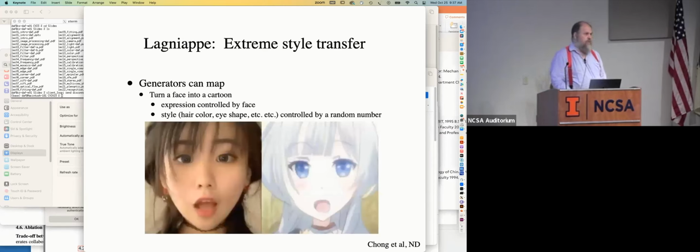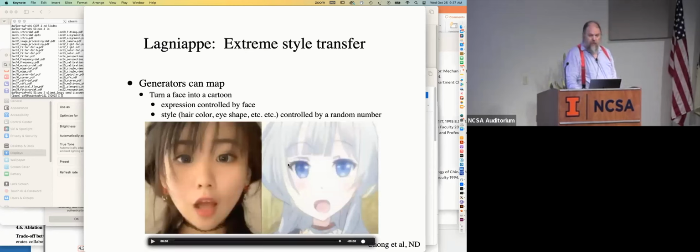Here's a little lanyard. This is just a piece of fun with a generative thing. I had a student who was very interested in generative models for style transfers. Generators can map things, so you don't have to just generate images. You can change them. What we'd like to do is to turn a face into a cartoon, and we want the expression controlled by the face and the style controlled by a random number. So here's a cartoon of this person's face, and the style of the eyes and stuff are going to be controlled by a random number.